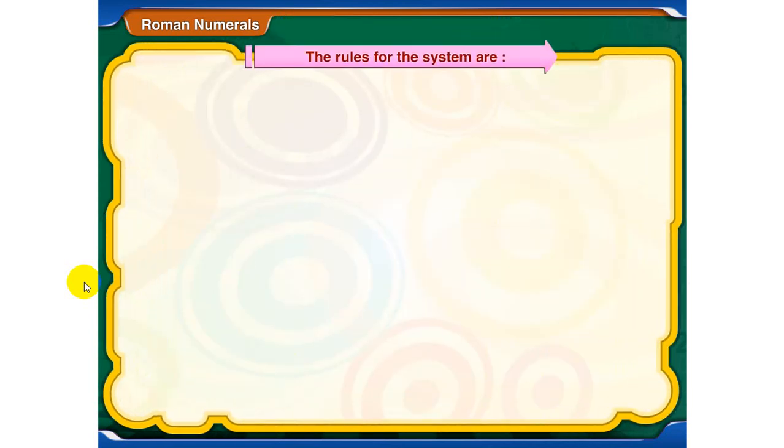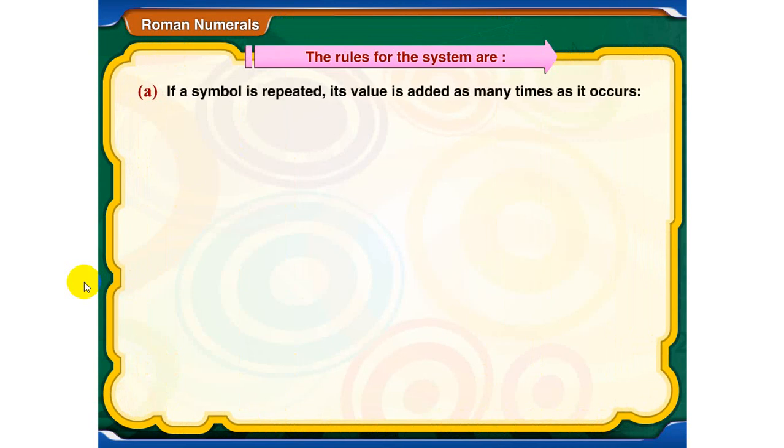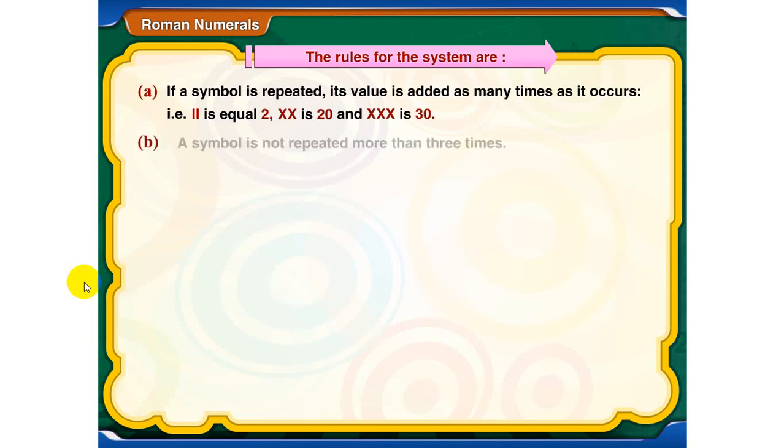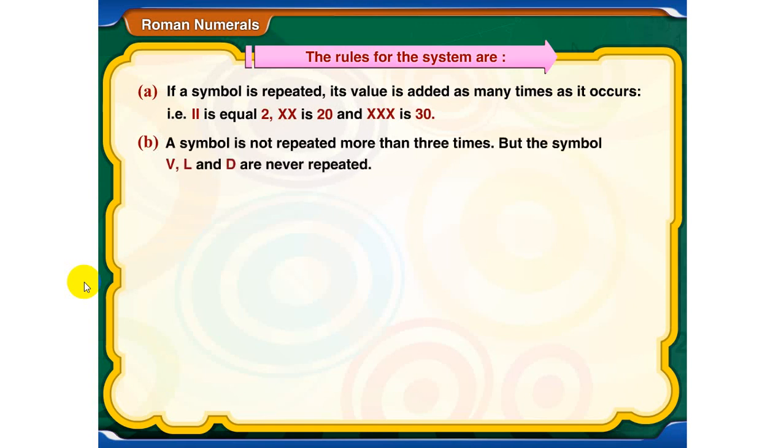The rules for the system are: A. If a symbol is repeated, its value is added as many times as it occurs. That is, II is equal to 2, XX is equal to 20, and XXX is 30. B. A symbol is not repeated more than 3 times, but the symbols V, L and D are never repeated.